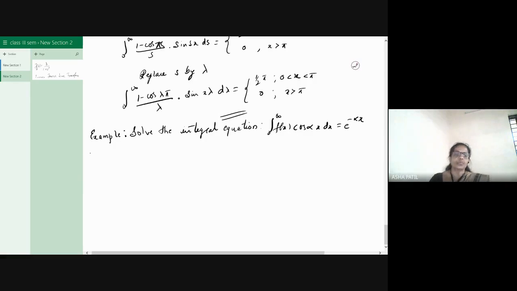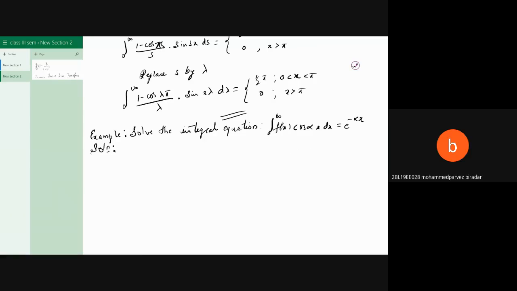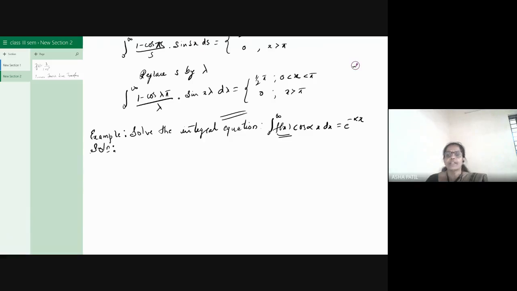Solve means what you have to do? What do you mean by solve this equation? Suppose the equation is x square minus 4 equal to 0, and if you are given solve this equation, what will you do? Find the value of x. Now here solve the integral equation. So which is unknown here? F of x. So you have to find f of x.